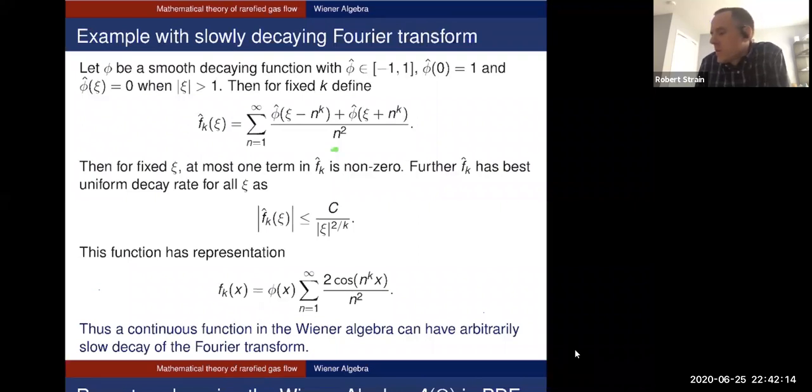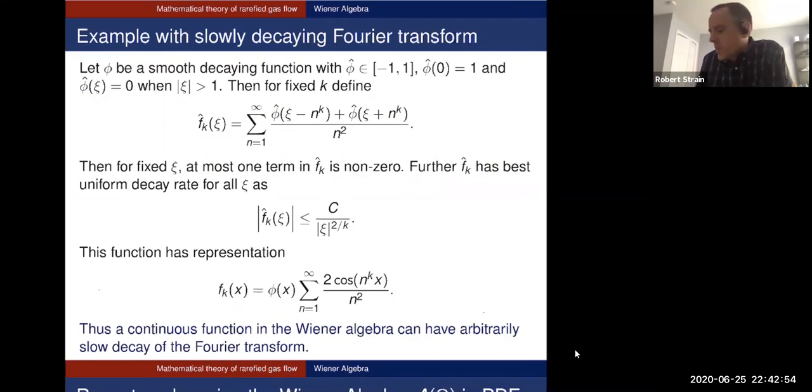So one over n squared is summable, and this function is in the Wiener algebra for every single k. However, f hat of xi has best uniform decay rate for all xi of a constant divided by xi to the power 2 over k. So this function decays uniformly as slowly as you would like for any chosen k. Even if you fiddle with this a little bit, you can get functions that only have logarithmic decay. So here's a function that's in the Wiener algebra that has arbitrarily low regularity.